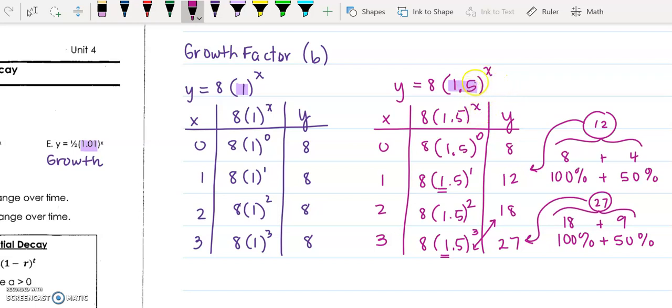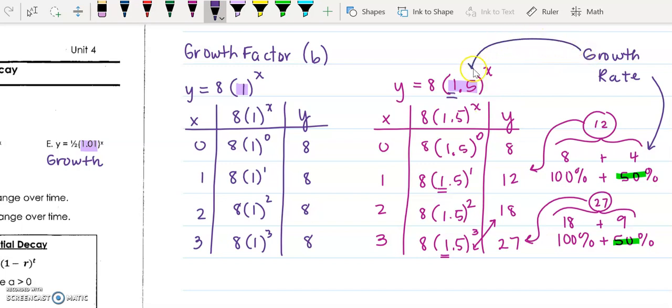So the growth factor is the entire total of the base value. But the amount that we're adding each time, this additional 50%, that's our growth rate. And so the rate that's being added, or the amount that's being added, is our growth rate. In this case, it's that 50% that's being added to the 100%. Here's our 100%, and then the 0.5 is our growth rate.